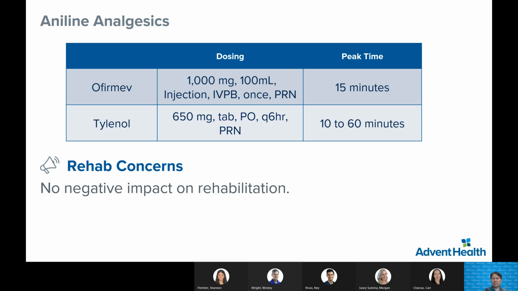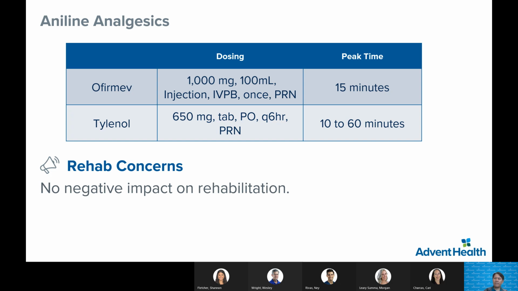For aniline analgesics, there are two brand names that we use, Ofirmev and Tylenol. The dosing for Ofirmev is through IV, as needed, and the peak time is 15 minutes. So after the IV provision, we should be able to see the patient within 15 minutes. So it's fast. Tylenol is by oral, every 6 hours, and the peak time is from 10 to 60 minutes. So we could see the patient within an hour.